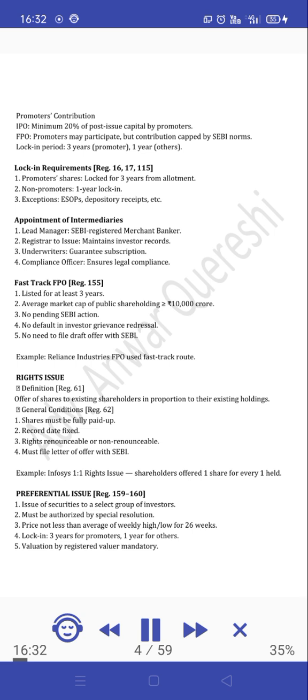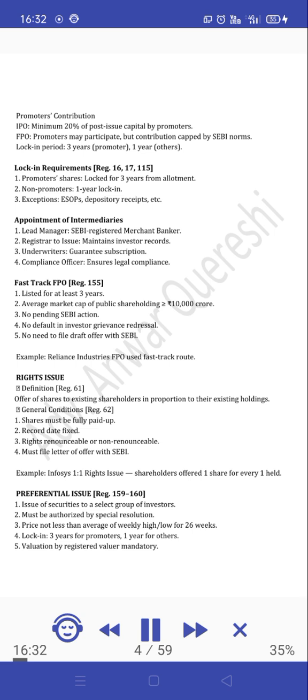Fast track FPO, Reg. 155-1. Listed for at least 3 years. 2. Average market cap of public shareholding is greater than or equal to 10,000 crore rupees. 3. No pending SEBI action. 4. No default in investor grievance redressal. 5. No need to file draft offer with SEBI. Example: Reliance Industries FPO used the fast track route.